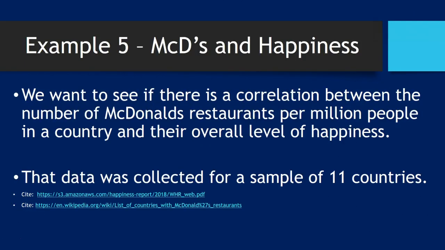All right. So since the Big Mac index was a fairly good indicator of happiness level in a country, let's see if there's any correlation between the number of McDonald's restaurants per million people in a country and their overall level of happiness. So it's basically how many McDonald's restaurants there are per 1 million people in a country. All right.